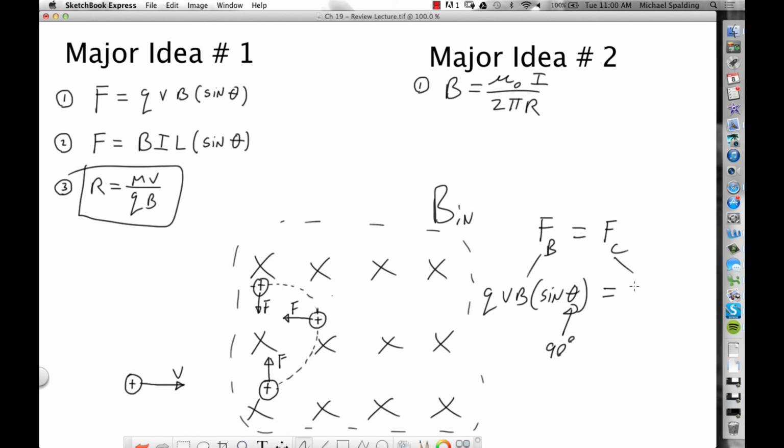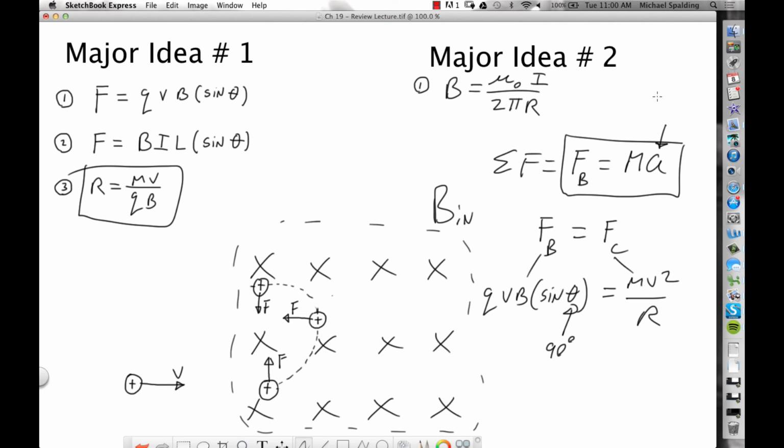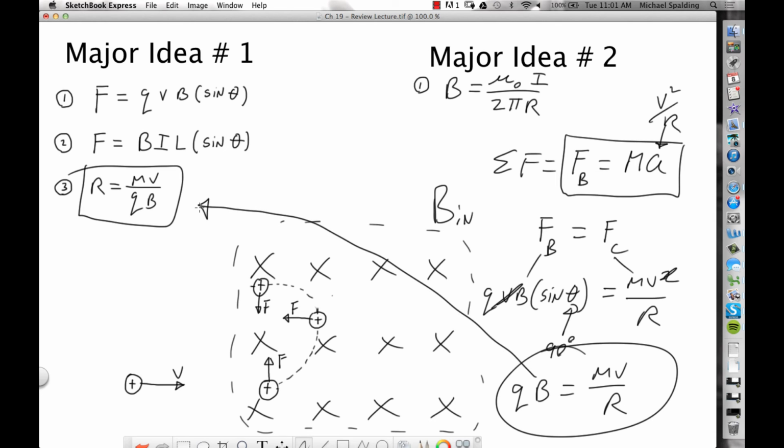What's the equation for centripetal force? mv squared over r. Really all I did here is sum the forces. The only force on the charge is the magnetic force. The sum of the forces equals ma, and that a is centripetal, which is v squared over r. One of the v's cancels, and we're left with qB equals mv over r. Rearrange that, and you get this.